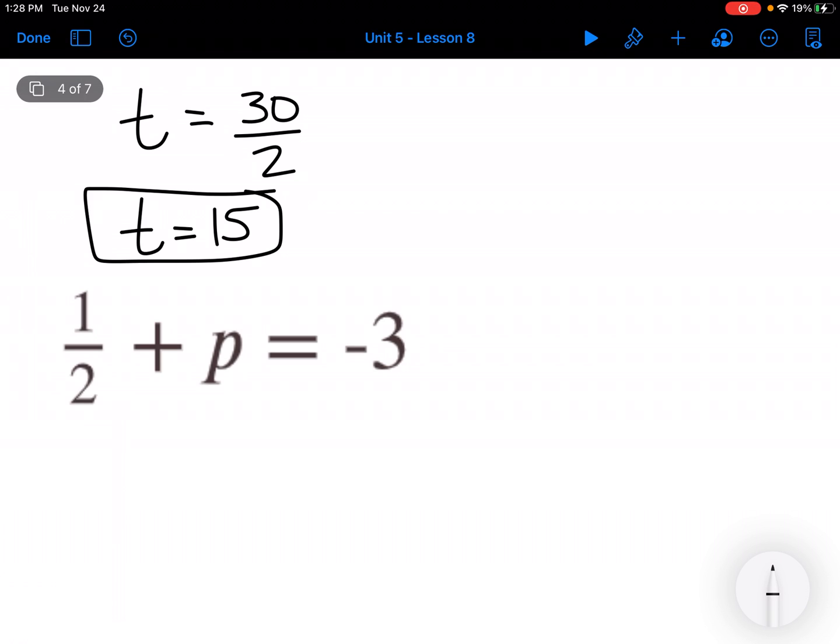Okay, so this one, we want to zero it out. So if I'm adding 1/2, I want to subtract 1/2 from each side.